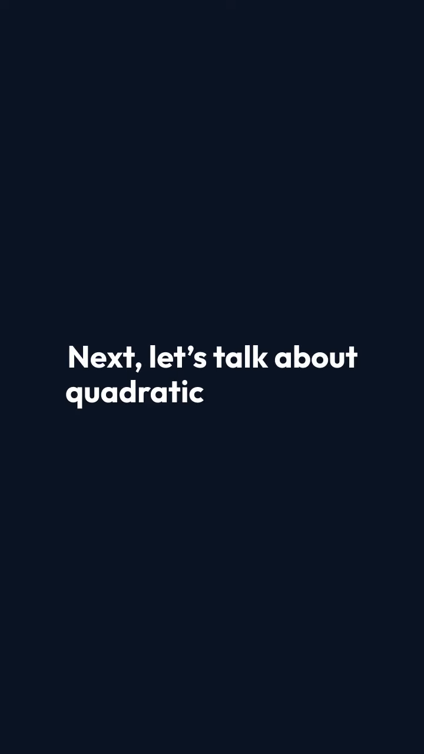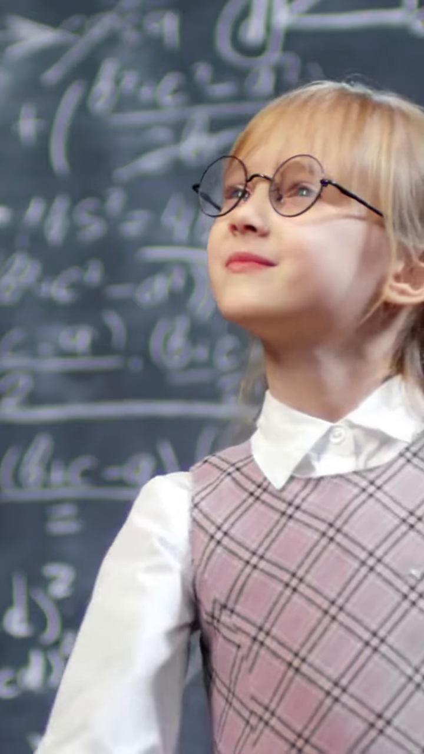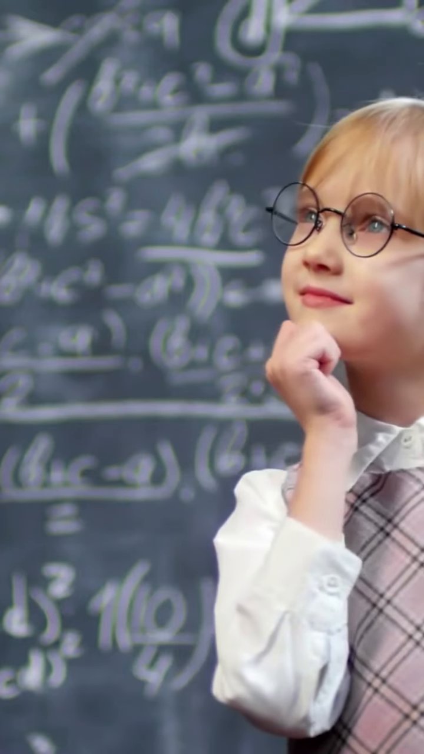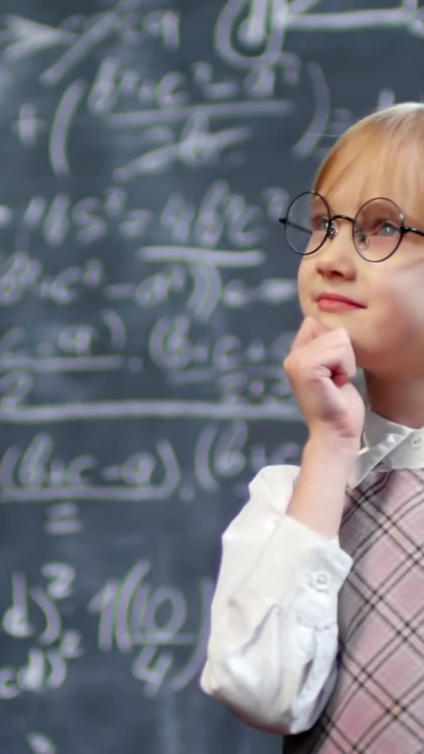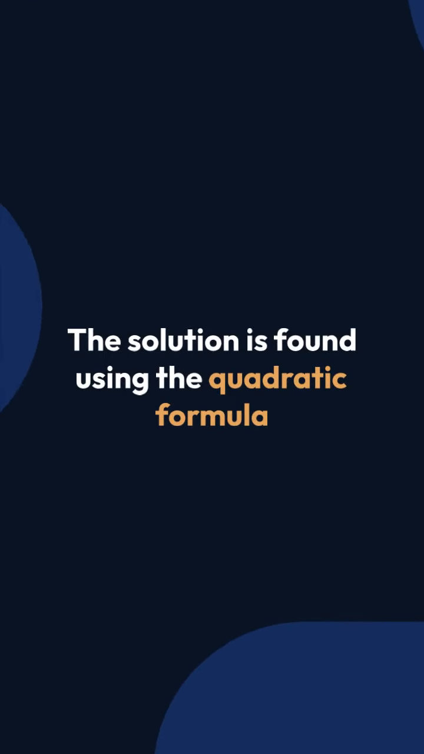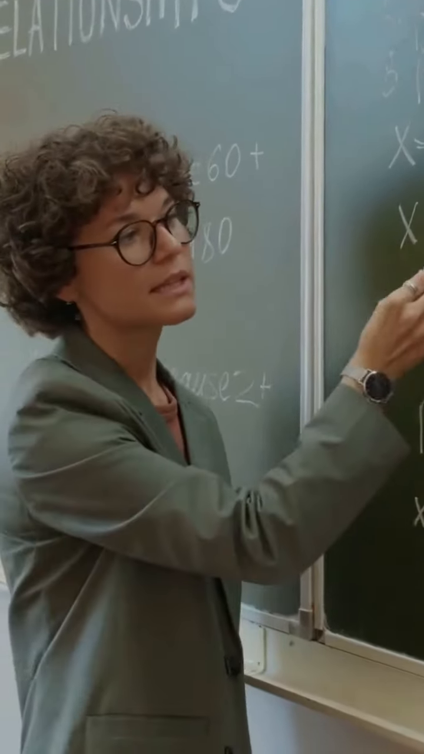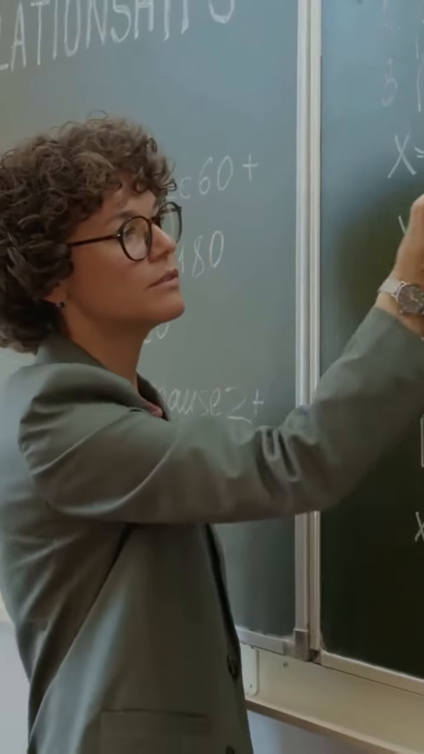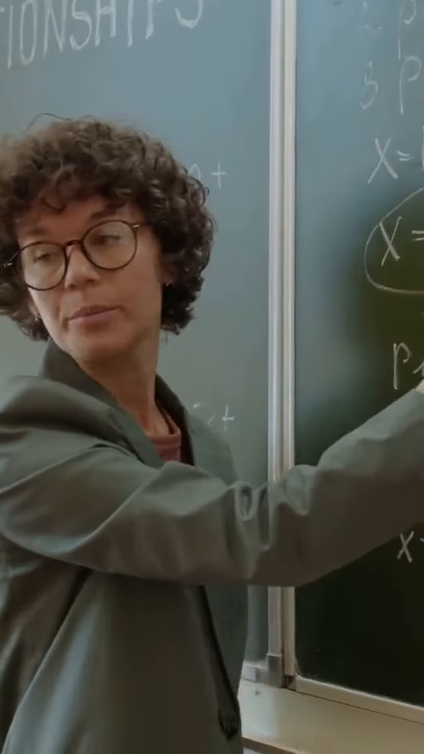Next, let's talk about quadratic equations. A quadratic equation is any equation in the form ax squared plus bx plus c equals 0. The solution is found using the quadratic formula. x equals negative b plus or minus the square root of b squared minus 4ac, all over 2a. This formula helps us find the values of x that satisfy the equation.